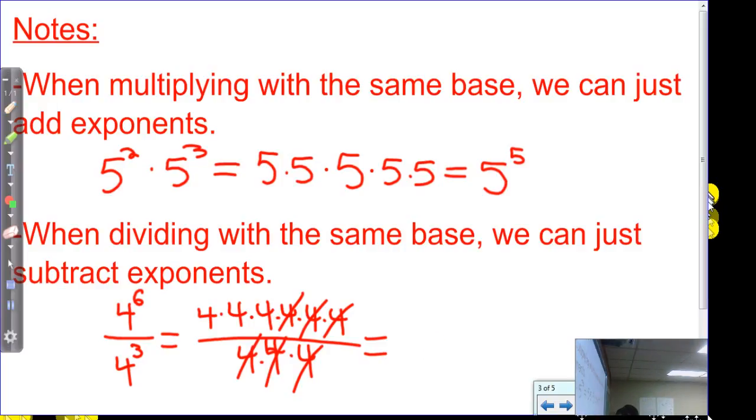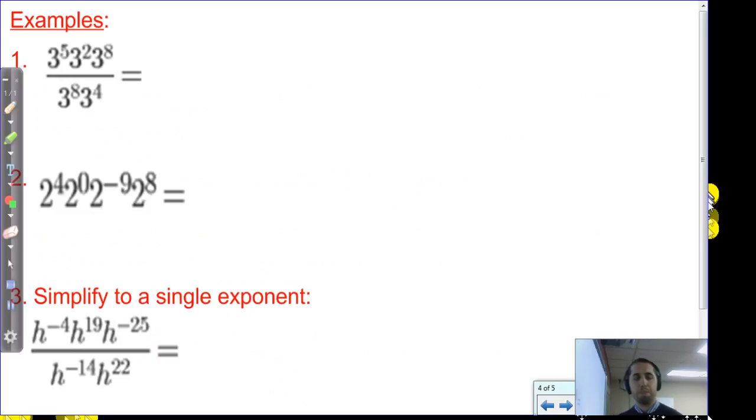In fact, we could rewrite this as saying we're going to subtract, so we have 4 to the 6th minus however many are going to cancel out from the bottom. This would be 4 to the 3rd. All right, enough notes. Let's get to some practice.